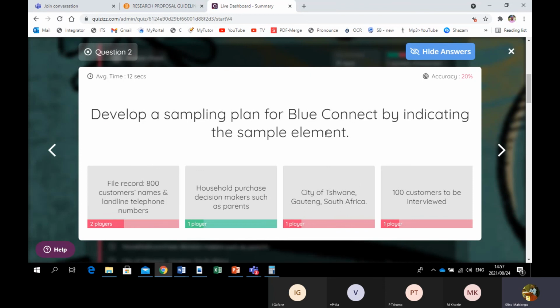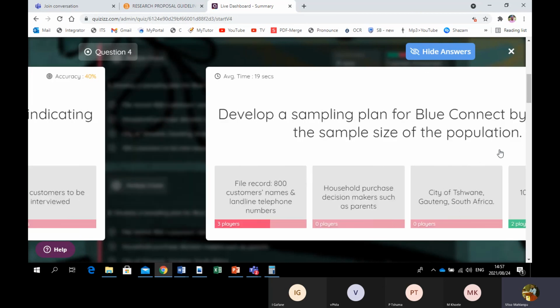Sample element is who are we going to interview. The case study said we should interview household purchase decision makers. That was the correct answer, such as parents. The extent of the population, that one got mostly correct. The geographic area, it was said city of Tshwane.